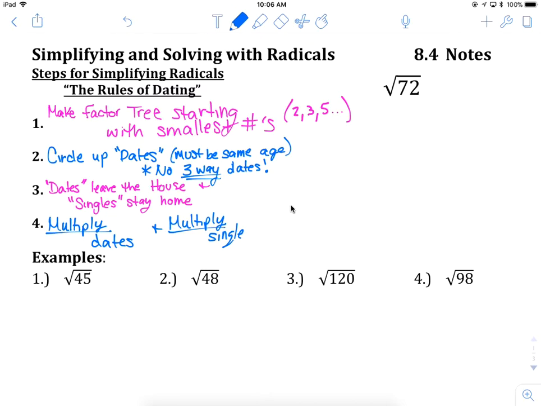We're back with 8.4 notes. Today we're going to be simplifying and solving quadratic equations with radicals. This is one of my favorite topics to teach. I think that it's really easy. It's the same procedure every time.